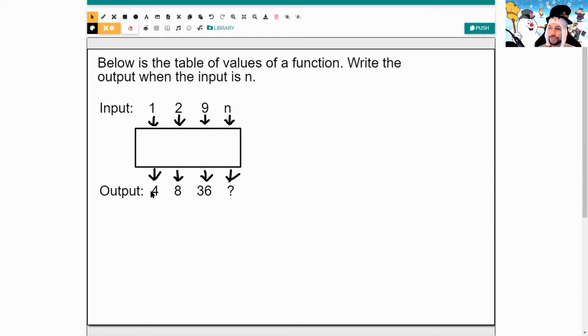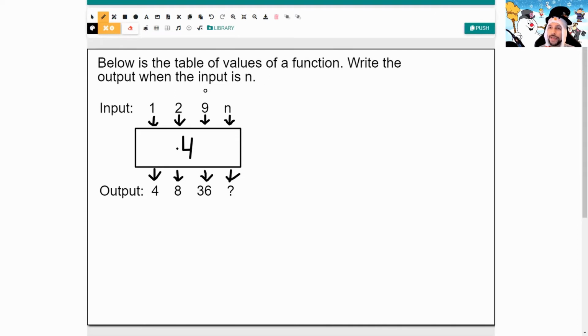Well, the only other operation of our basic operations that makes numbers bigger would be to multiply. So 1 times 4 certainly is 4. So maybe our operation simply multiplies the input by 4. 1 times 4 is 4. 2 times 4 is 8. 9 times 4 is 36.